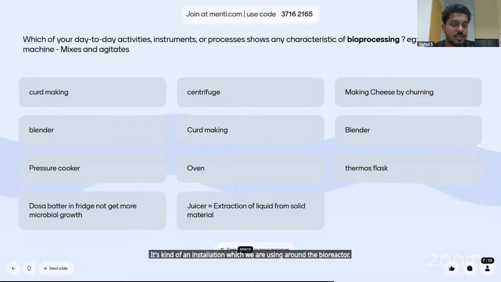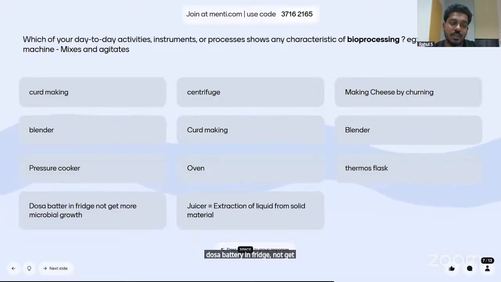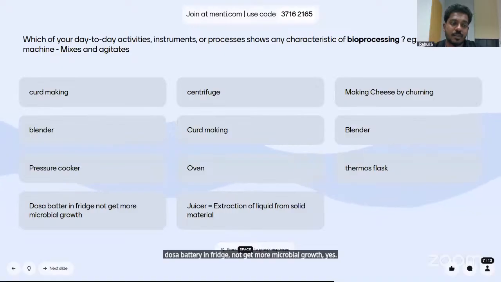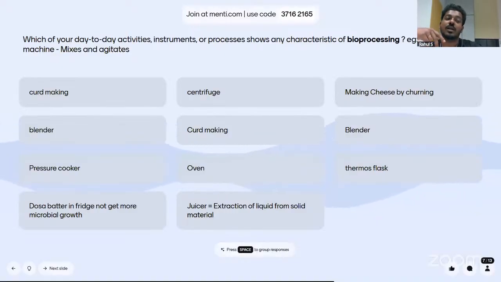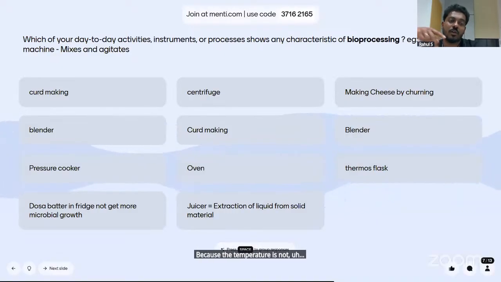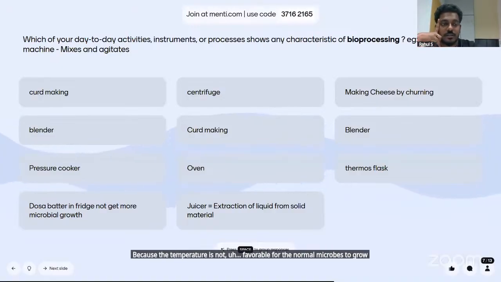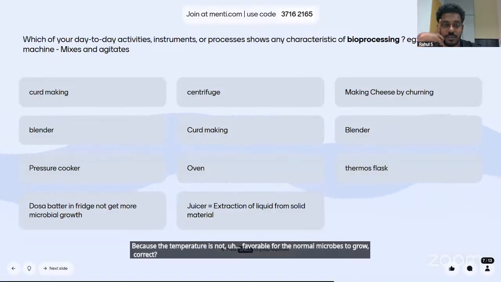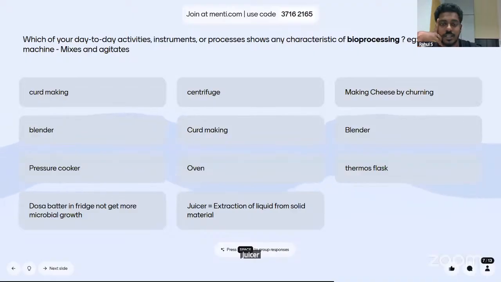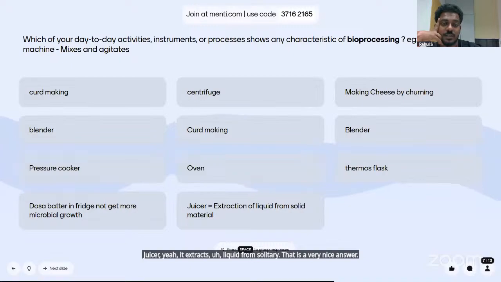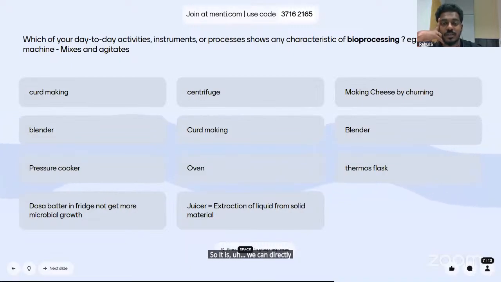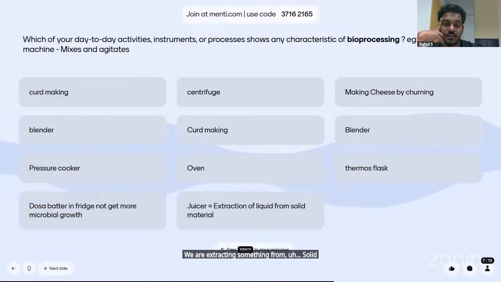Things are better kept in the fridge, with less microbial growth. Yes, because the temperature is not favorable for normal microbes to grow, correct? Juicer, yes, it extracts liquid from solid material. That is a very nice answer. We can directly call this downstream processing, because we are extracting something from a solid material, correct? Excellent answer.